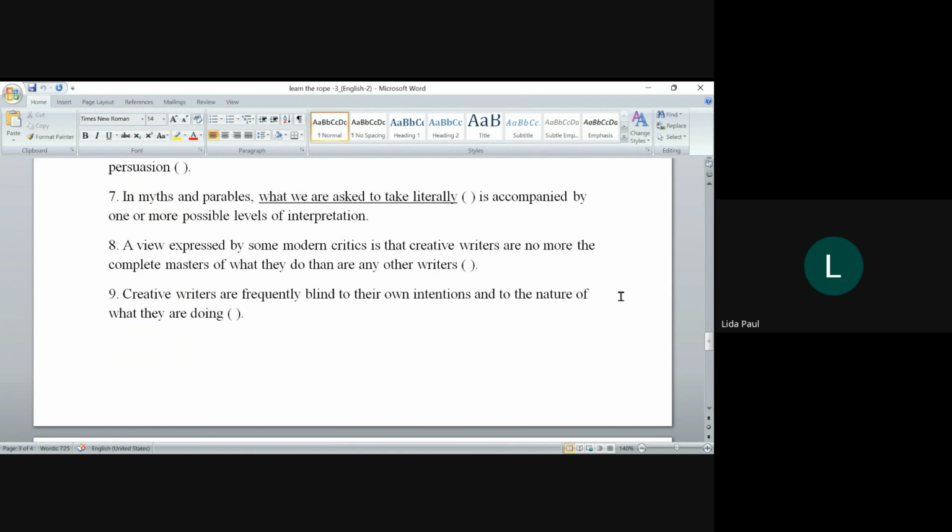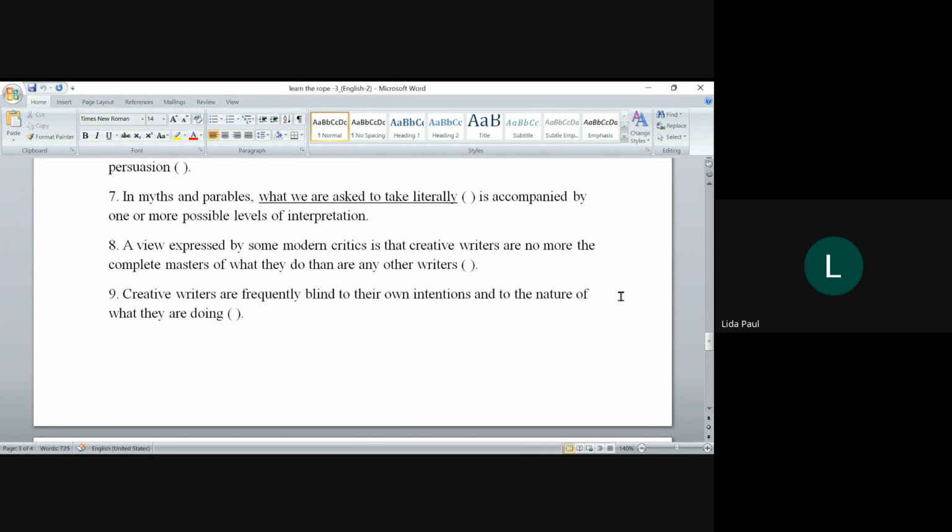Now the next one, that creative writers are no more the complete masters of dash. This is also a noun clause, right? You can replace it with a noun, right? Yes, ma'am. So both of them are going to be nominal. They'll be performing nominal functions. Hence, they'll be noun clauses.